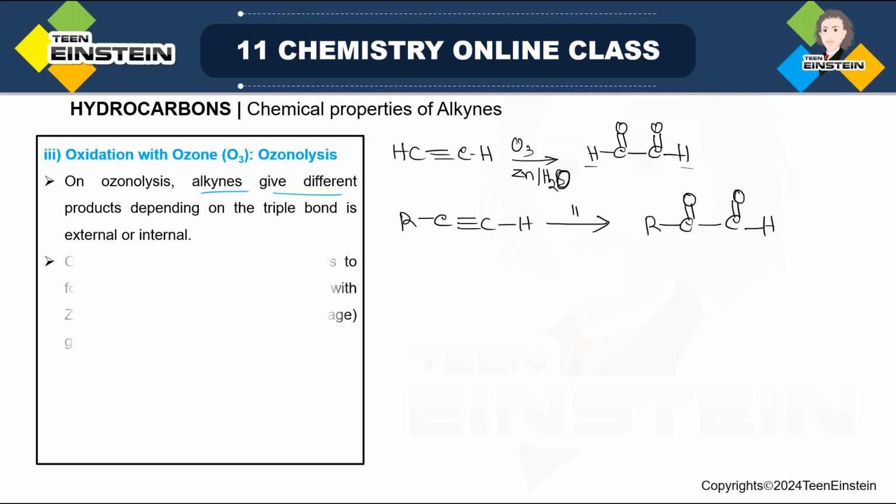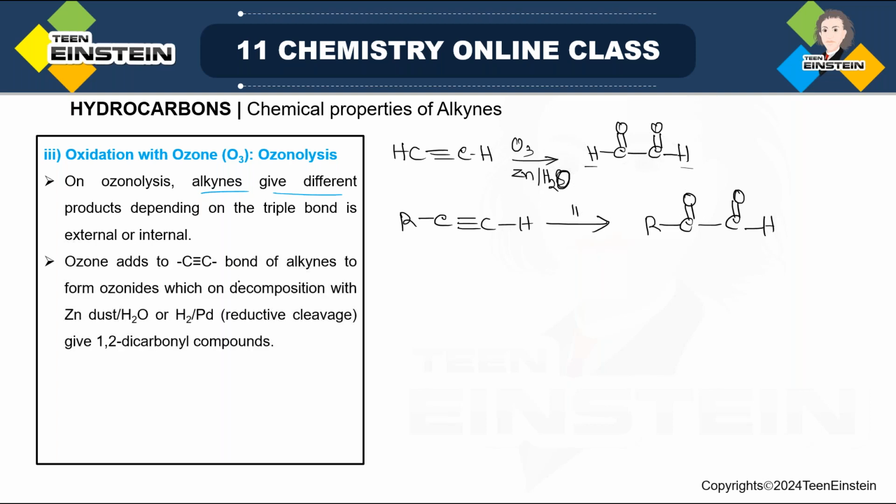So ozone adds to the C-C triple bond of the alkyne to form an ozonide, and the detailed mechanism we have seen in case of alkene, a similar type of mechanism. And now we are decomposing the ozonide, that is the intermediate. It may be zinc dust and water, H2/Pd. Mostly we do reductive cleavage. It may be Me2S also, and we get 1,2-dicarbonyl compounds. So these are 1,2-dicarbonyl compounds because you have a carbonyl group at the 1 and 2 positions.